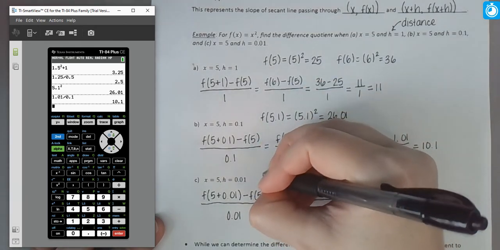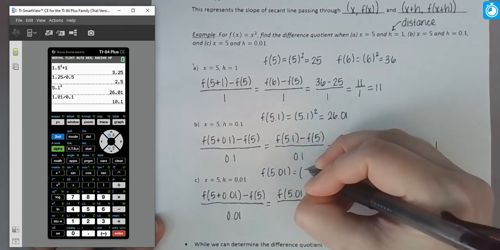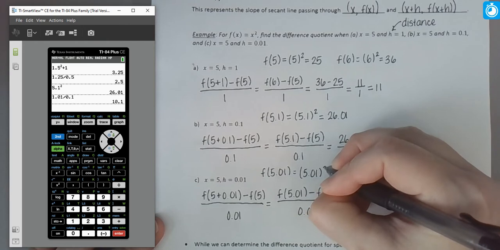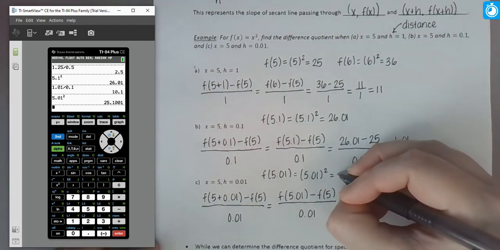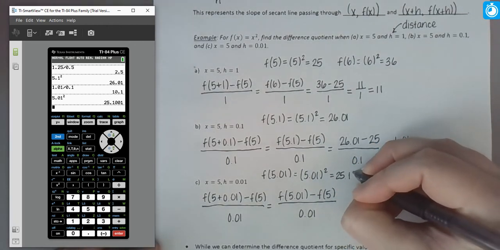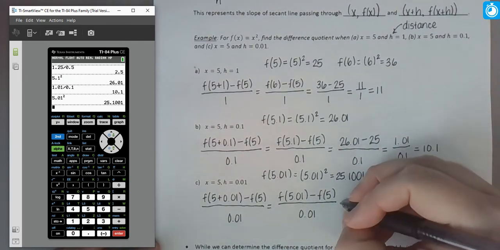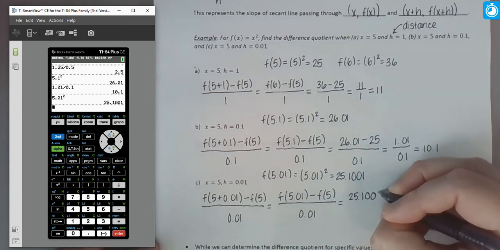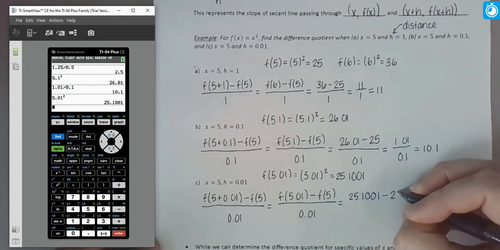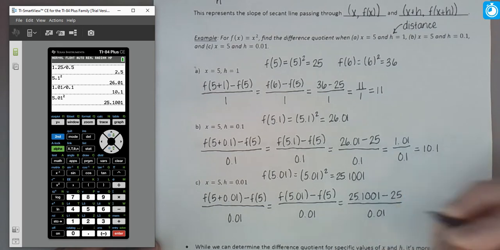Okay, go to the side, calculate the new function value. f of 5.01 is defined as 5.01 squared, which evaluates to 25.1001. Okay, so sub that into our difference quotient formula. 25.1001 minus f of 5, which is 25, divided by 0.01.